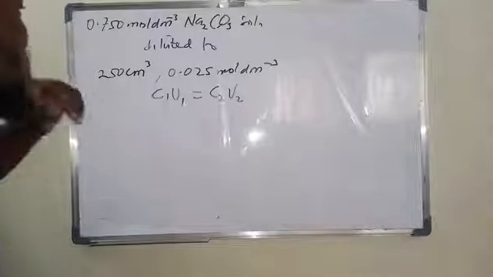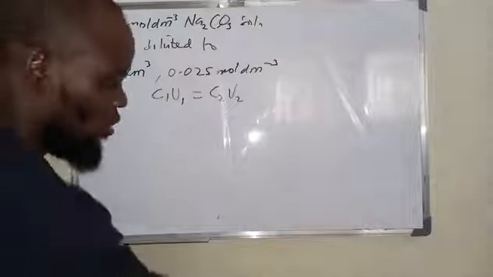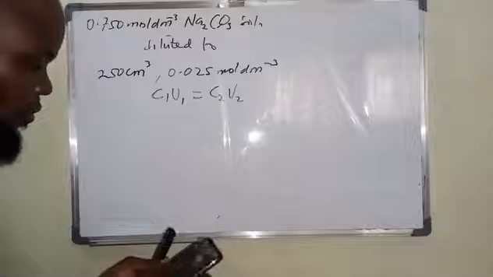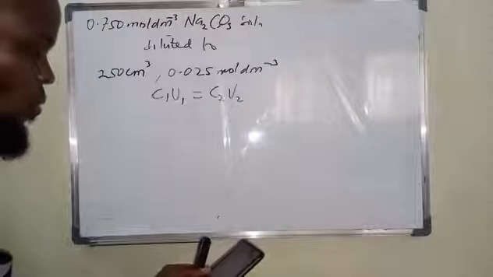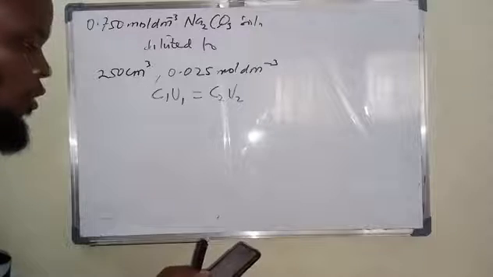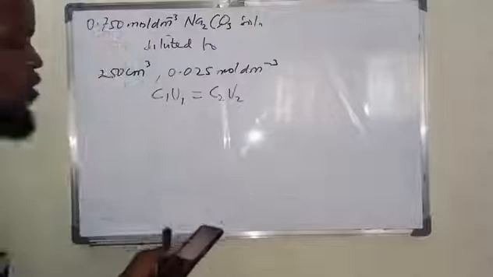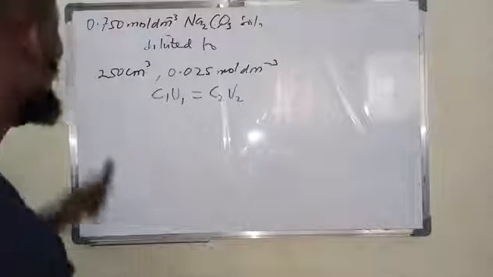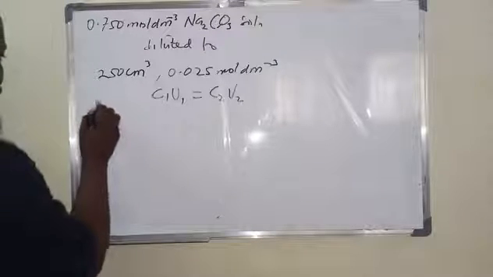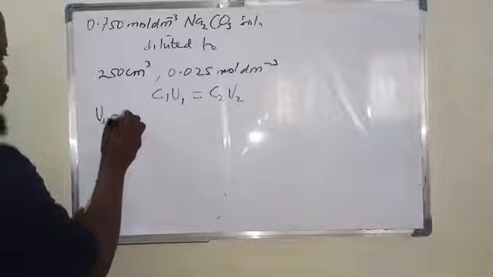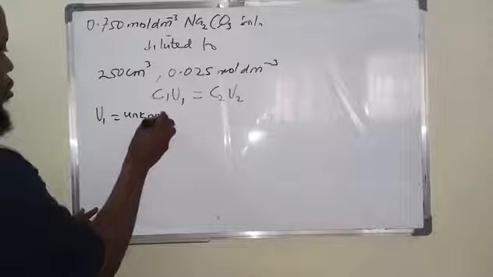And the question is asking us about the initial volume. Okay, the question says, what volume of this concentration? You understand? So the volume that has this concentration is the initial volume. So what does that mean? The initial volume is the unknown that we have to find.